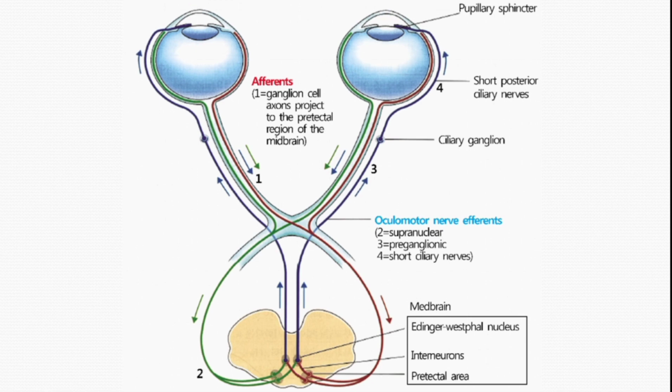From here the efferent pathway of this reflex starts, and the preganglionic parasympathetic fibers arise from the Edinger-Westphal nucleus and go to the ciliary ganglion. These fibers travel in the oculomotor nerve. That is why the efferent pathway of this reflex is the third nerve, or oculomotor nerve. From the ciliary ganglion, the postganglionic parasympathetic fibers arise and supply the sphincter pupillae muscle. These postganglionic fibers travel in the short ciliary nerves and cause a decrease in the size of the pupil, which is called pupillary constriction.